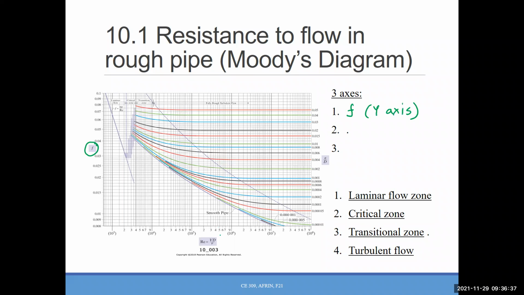What is the next one? The Reynolds number. And what is the last one? Epsilon over D.